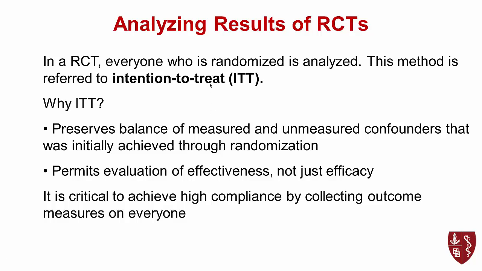Why is ITT considered the gold standard? Because it ensures that the balance of measured and unmeasured confounders that was initially achieved through randomization is maintained and preserved in the analysis as well. Some will also argue that because in real life some patients may not adhere to all the treatments you're recommending, ITT permits evaluation of effectiveness, not just efficacy, by simulating what happens in real life. But this has implications, because if the gold standard is intention to treat, we want to make sure that there's high compliance of the study subjects to the treatment that they were randomized to, and that the follow-up is excellent. So you've collected outcome measures on everyone in the trial.